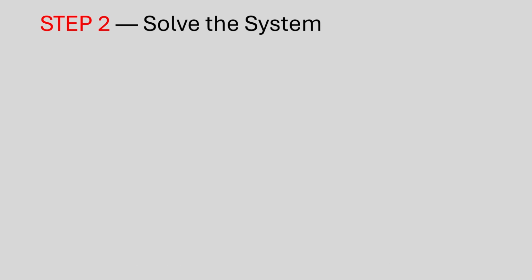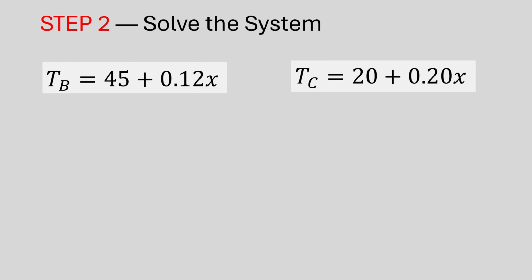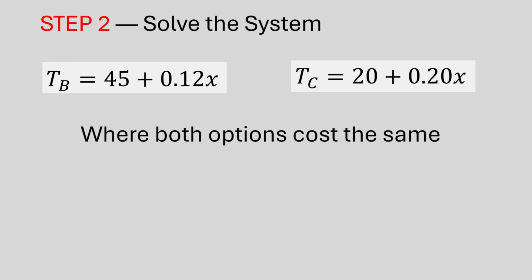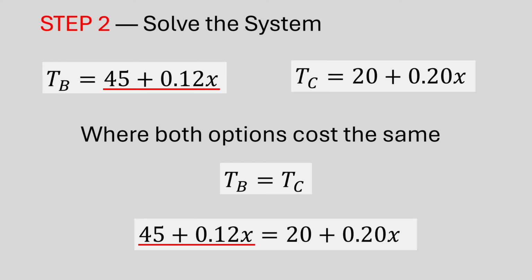Step 2. Solve the system. These two equations represent the total cost by both options. To find the distance where both options cost the same, set the two equations equal. 45 plus 0.12x equals 20 plus 0.20x.